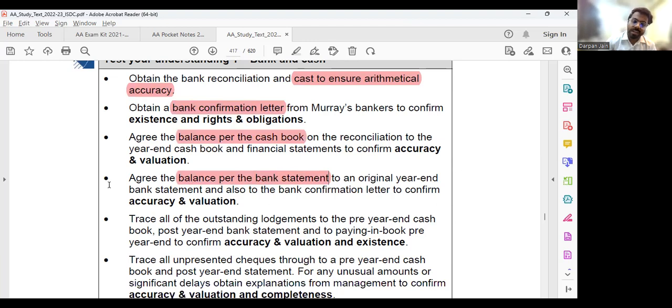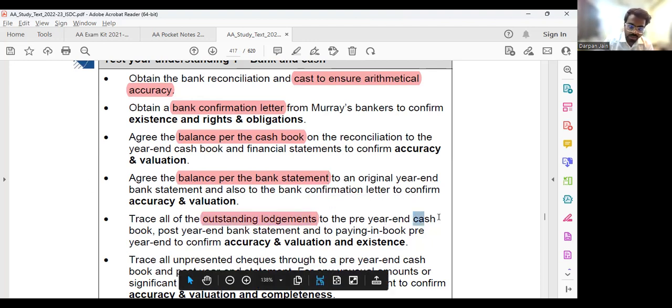Next, trace all the outstanding lodgements. What are outstanding lodgements? Checks received but not sent for collection. So you're tracing all the outstanding lodgements to the pre-year end cash book, because in the cash book it will be there in this year, and the post-year end bank statement, because in the bank statement the amount is going to be received in the next year, right? These lodgements will be cleared post-year end. So you're checking with the cash book and the post-year end bank statement.